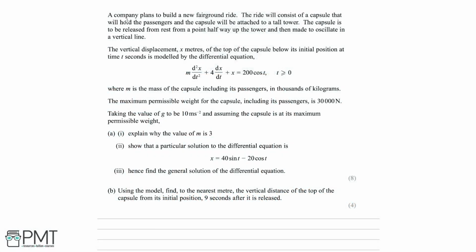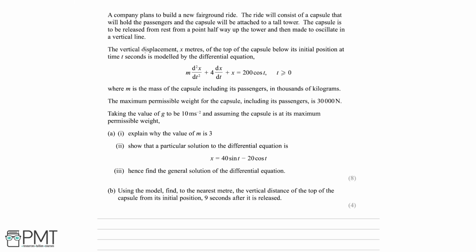The company plans to build a fairground ride. The ride will consist of a capsule that will hold the passengers, and the capsule will be attached to a tall tower. The capsule is to be released from rest from a point halfway up the tower and then made to oscillate in a vertical line.